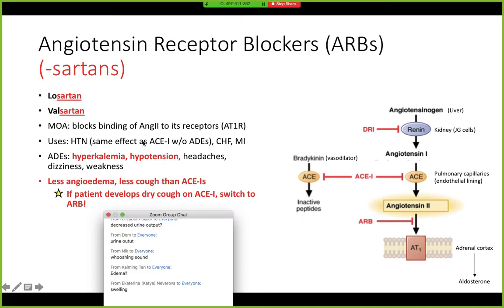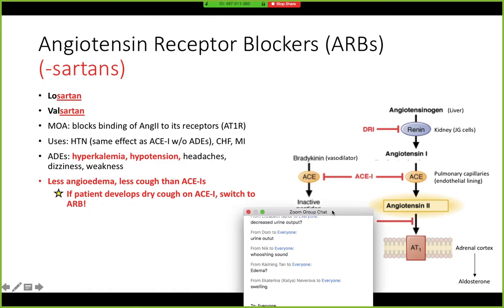And they have a similar effect as ACE inhibitors, but you don't get some of the bad side effects. And then you can also use them in patients with congestive heart failure and MI. But again, two adverse effects are going to be hyperkalemia and hypotension, like your ACE inhibitors.